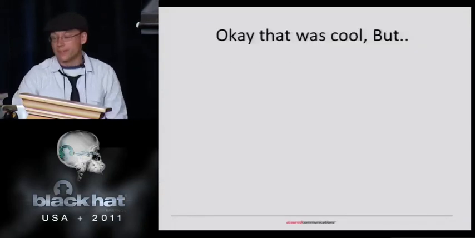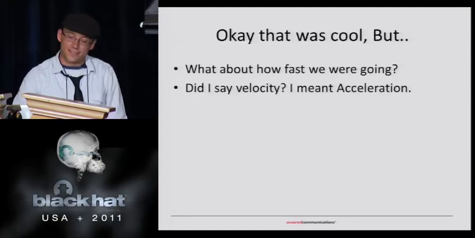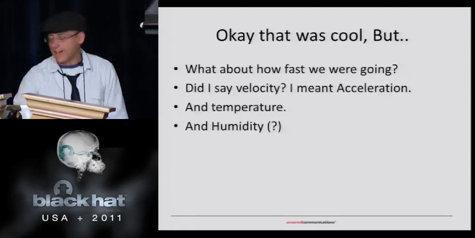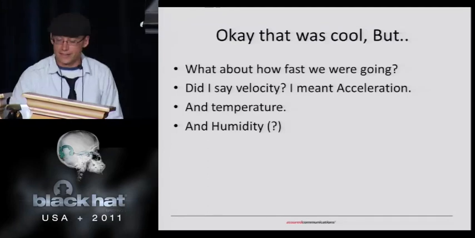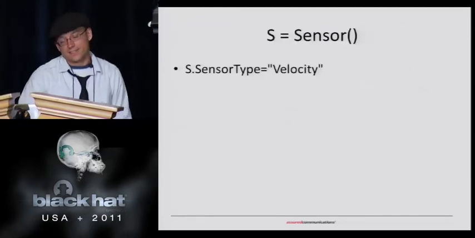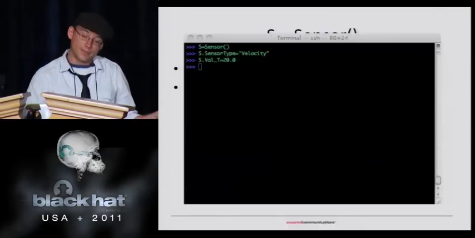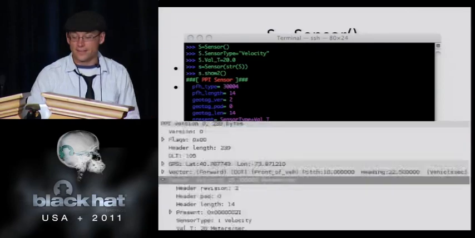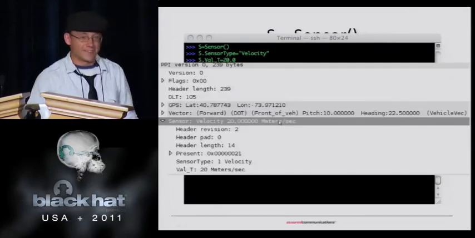Well, that was cool, but how about how fast we were going? Did I say velocity? I'm in acceleration. And temperature? And humidity? Sure, why not? I'm going on a coding binge and I feel like implementing it all. S equals sensor. Set it to velocity, set the value to 20, load it up in Scapy, prints it out, load it into Wireshark. Look at that. We know that car is going 20 meters a second.